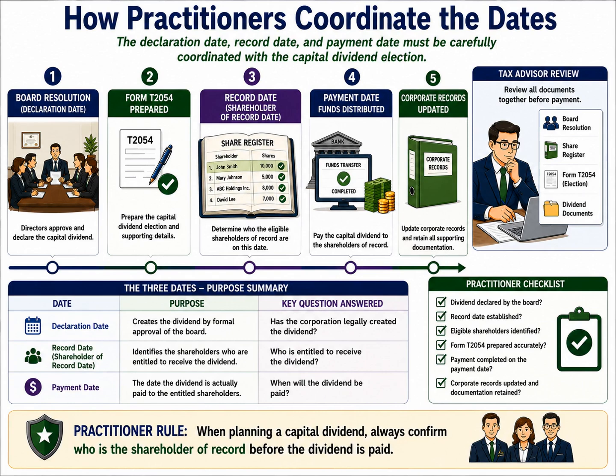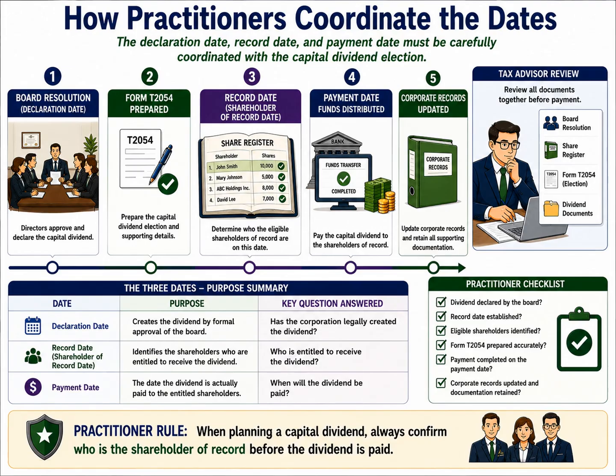Let's follow the workflow shown on this slide. The process begins with the board resolution. This is the declaration date. The directors formally approve and declare the capital dividend. This step is important because it legally creates the dividend. Without a valid declaration, there is no dividend to pay.